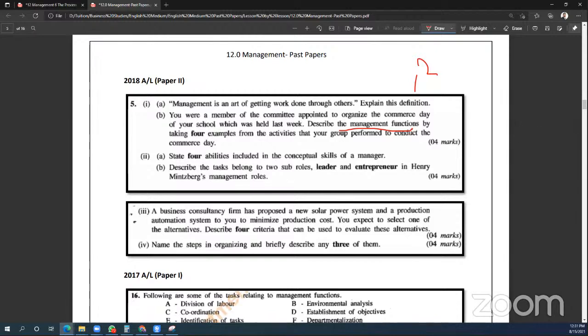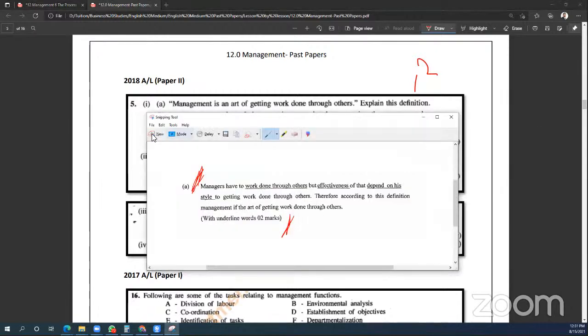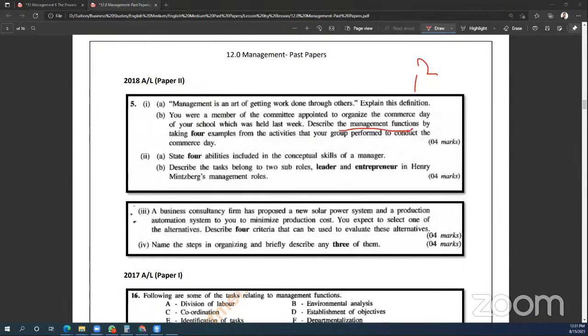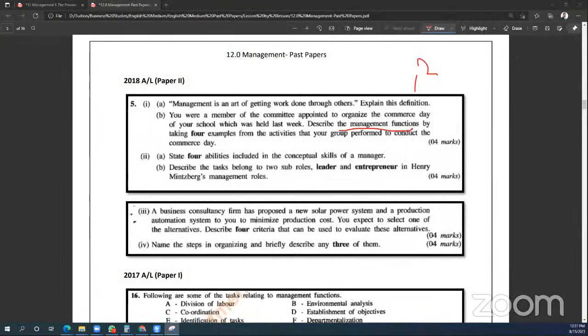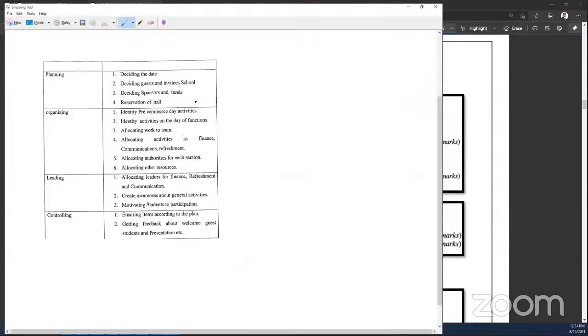Right? So look, some of the tasks I extracted from your marking scheme. You had to only write one part.